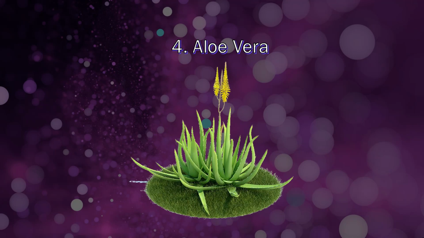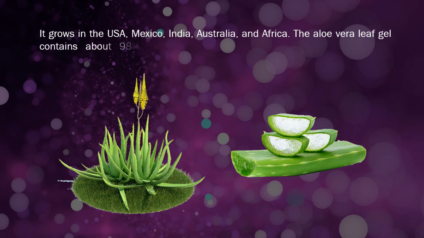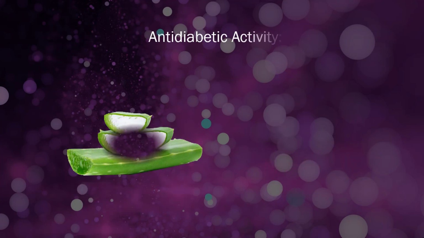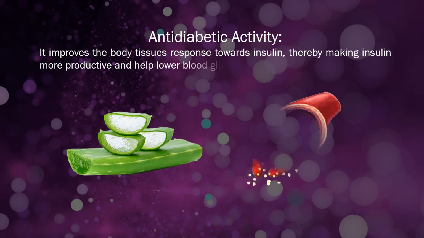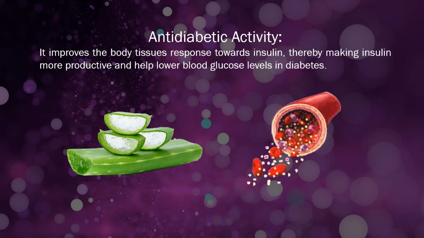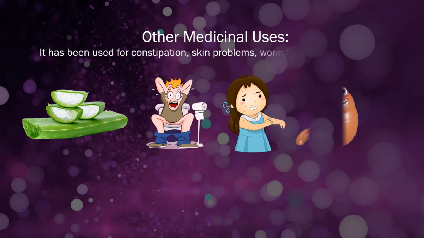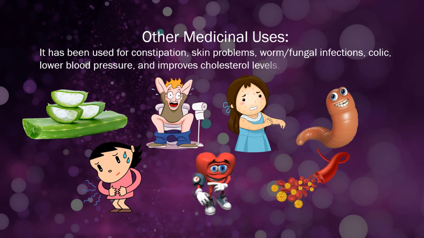Next morning, eat the fenugreek and drink the liquid on an empty stomach. 4. Aloe vera. It grows in USA, Mexico, India, Australia and Africa. The aloe vera leaf gel contains about 98% water. The balance 2% includes the magical healing compounds. Anti-diabetic activity: it improves the body tissue's response towards insulin, thereby making insulin more productive and helping lower blood glucose levels in diabetes. Other medicinal uses: it has been used for constipation, skin problems, worm or fungal infection, colic, to lower blood pressure and improve cholesterol levels.